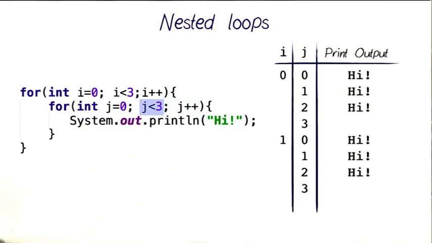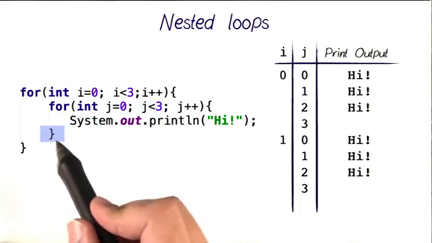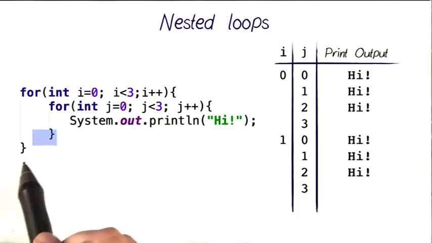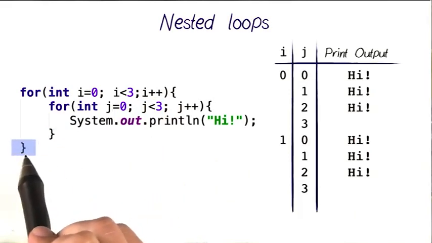So when we check if j is less than 3, which it's not in this case, we don't print anything, and we skip to the closing bracket of the inner loop. And then we move on, we don't have anything else to do, so we reach the closing bracket of the outer loop.